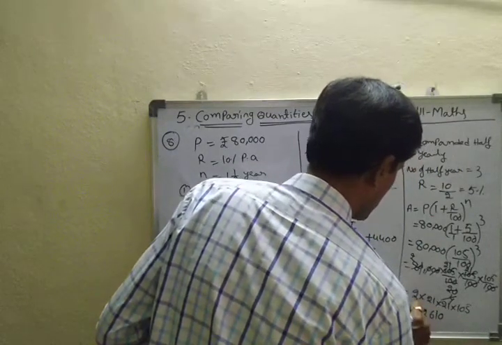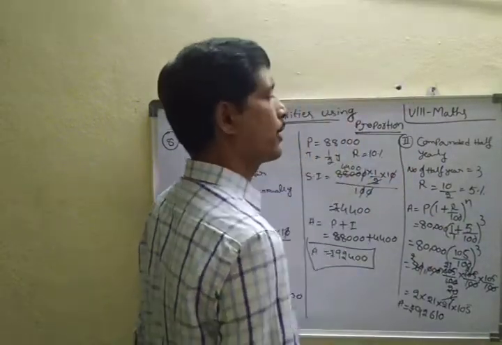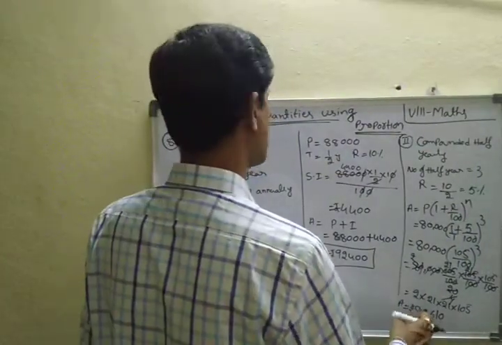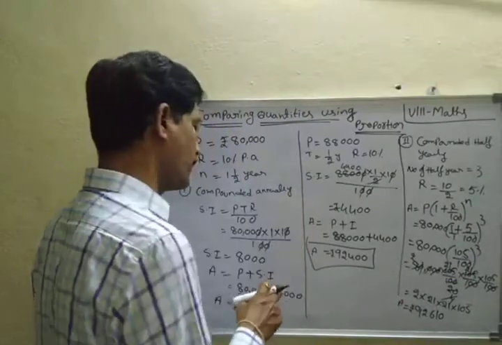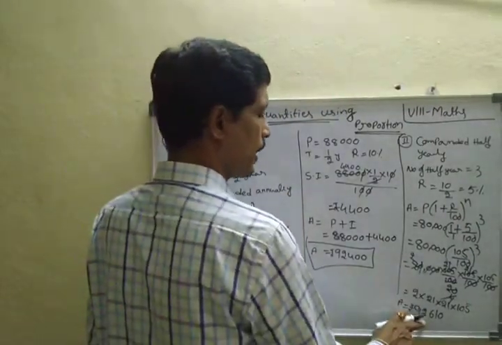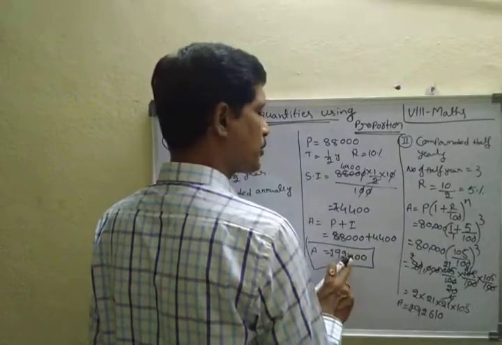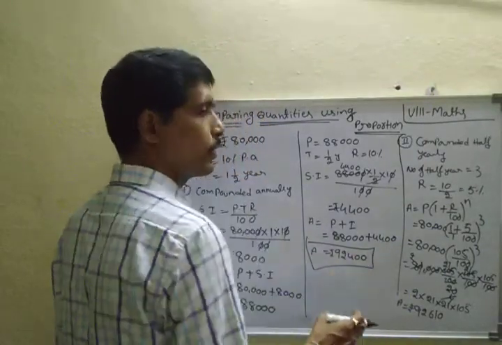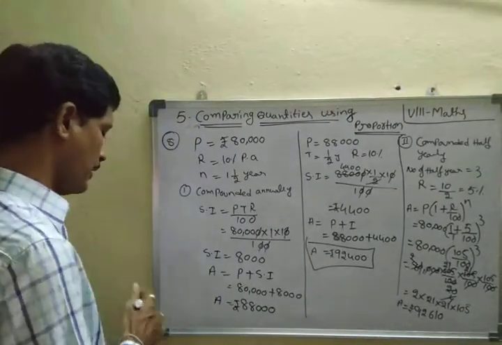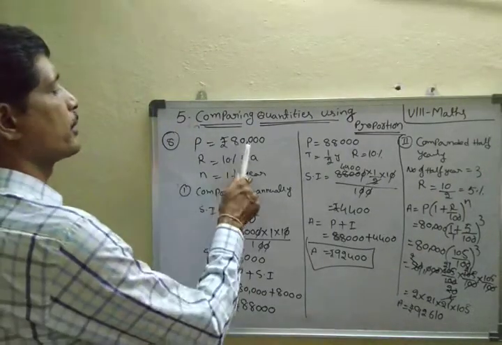That is after 1.5 years, compounded half yearly, the amount equals 92,610. Here they ask the difference of these two amounts. Therefore the difference is 92,610 minus 92,400, that equals 210 rupees. That is the difference.